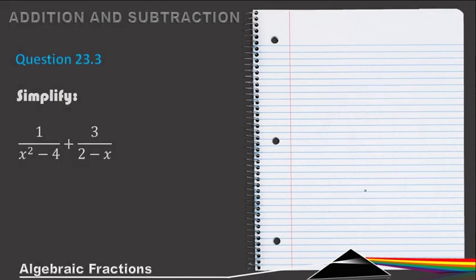Then for question 23.3, so once again, we'd like to start factorizing. So we have 1 over, now this x squared minus 4 gives us x plus 2 and x minus 2, plus 3 over 2 minus x. So now, in order to find the lowest common denominator, if we should find it with these factors, we've got x plus 2, x minus 2, and 2 minus x. But if we use all three of these in the lowest common denominator, it's going to be extremely long. We can actually shorten it by changing this 2 minus x into x minus 2.